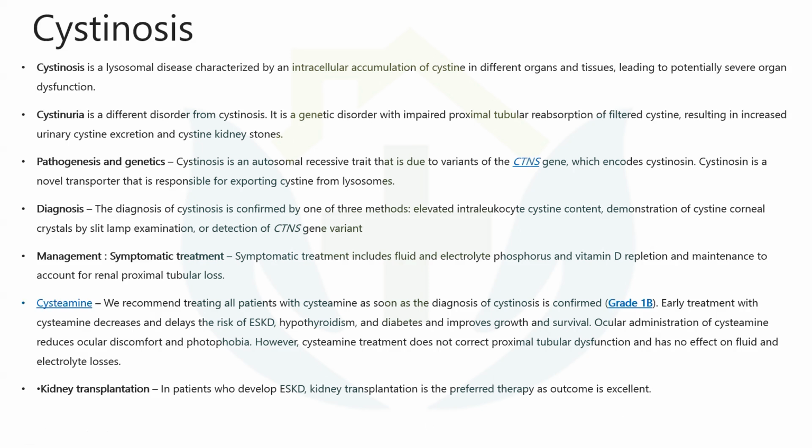So diagnosis of cystinosis is confirmed by either elevated intraleukocyte cystine content, so cystine content will be high basically, or demonstration of cystine corneal crystals. Once cystine is deposited in the cell, in some of the cells you can detect it directly, like in the cornea, by slit lamp examination, the way we do for the KF ring in copper deposition. And we can also detect the CTNS gene variant. So management is basically symptomatic.